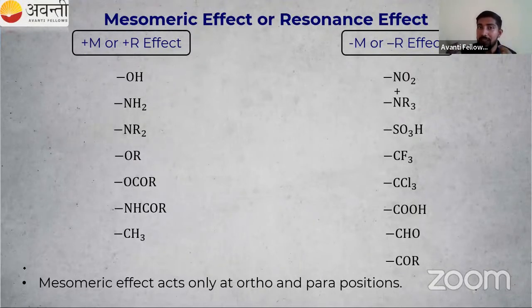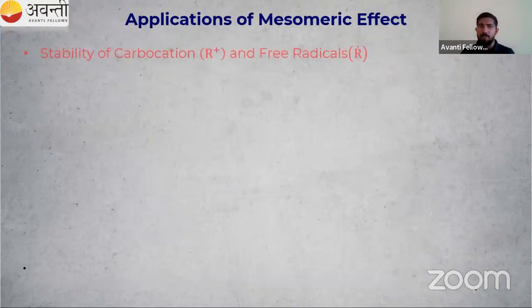We have explained based on the resonating structures. So this is a very important point to solve the questions. So meta position, nothing. Ortho para position, it is there. So it is very important. These are the different groups showing mesomeric effect. So what are the applications of mesomeric effect?